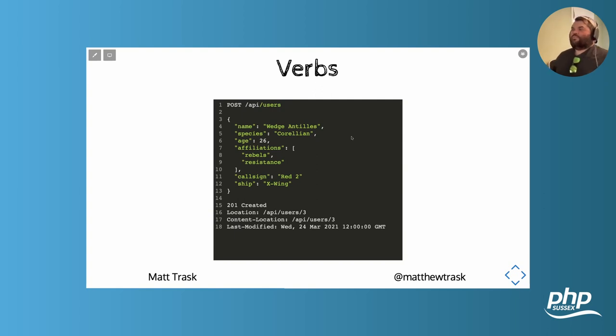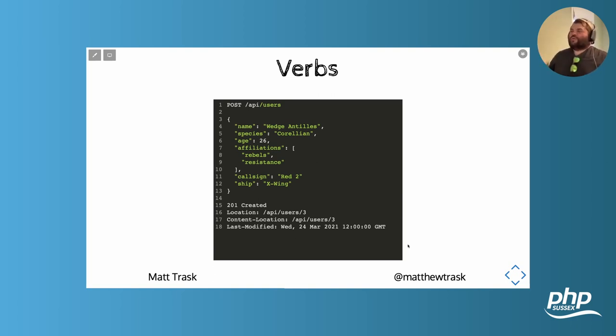What a POST request may look like: we're going to POST to our endpoint with data that we have decided that we want to accept. We return a 201 Created as our most common status code. Sometimes you can do 202 Accepted as well, but 201 Created is generally the preferred one here. You do pass both a Content-Location and a Location header in your response, so that your client knows where to go to get this data.